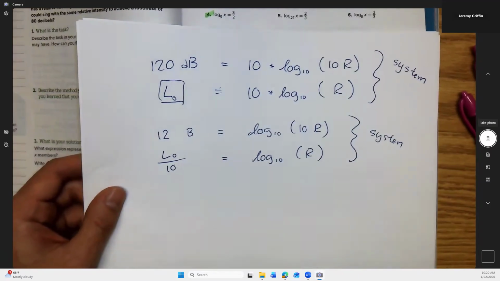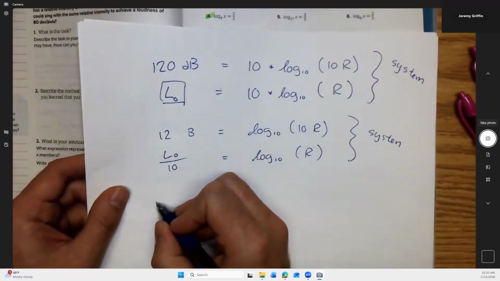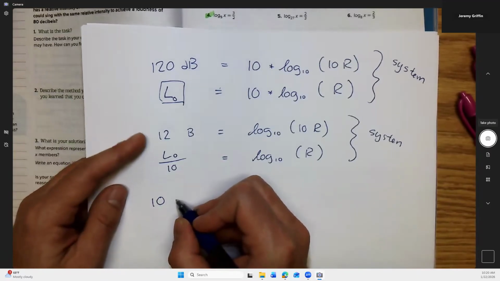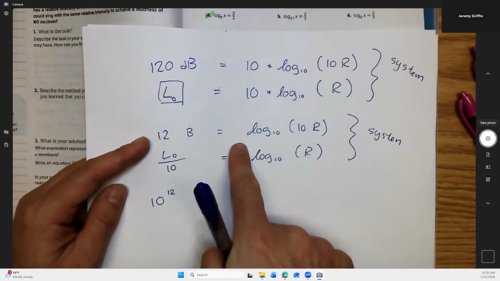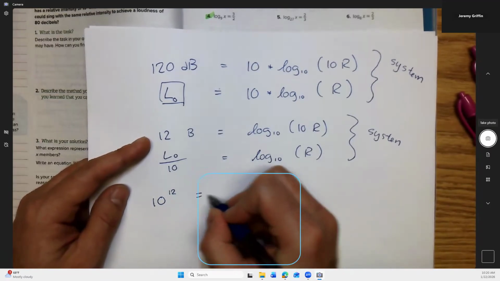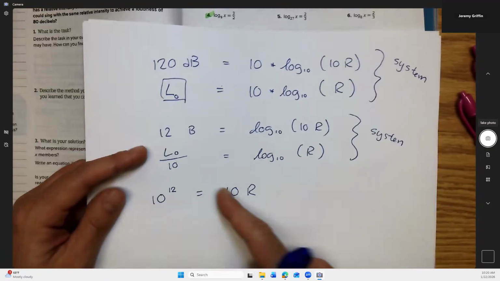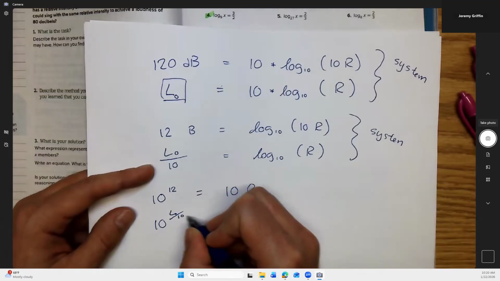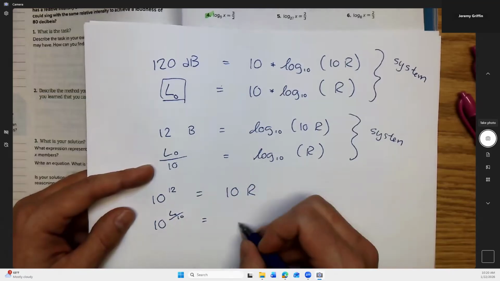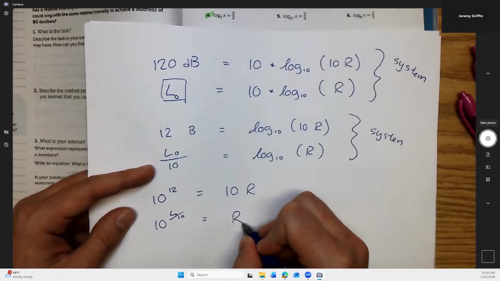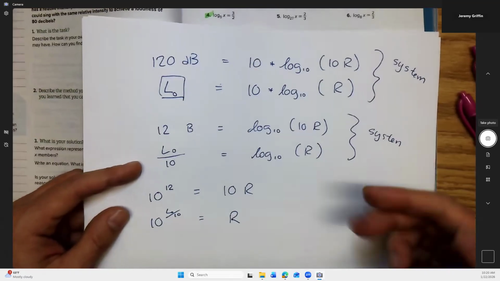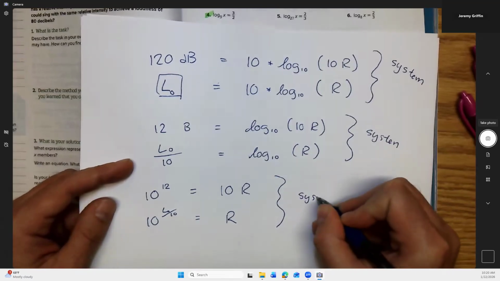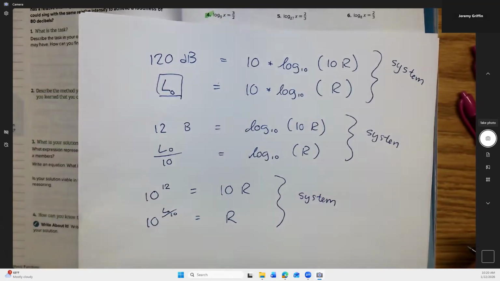Are you guys ready for a conversion? What do you think I'm going to write right here? 10 to the what? 10 to the 12. And that's equal to 10R. Versus this one: if I do 10 to the L naught over 10, that's equal to just this R right here. So I converted my logarithms into exponents, but it's the same system.